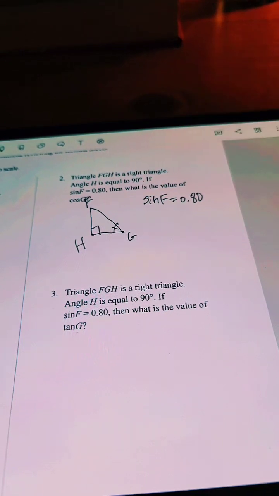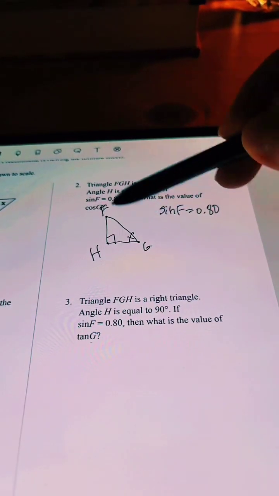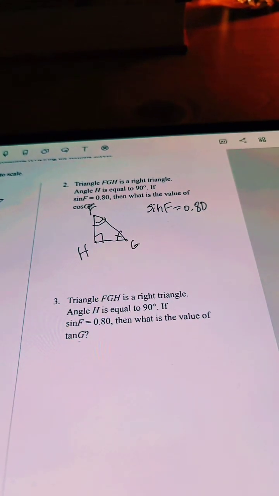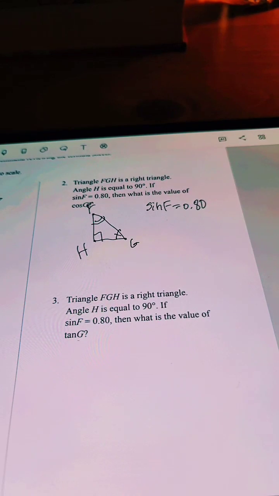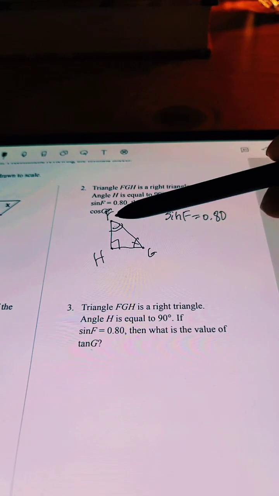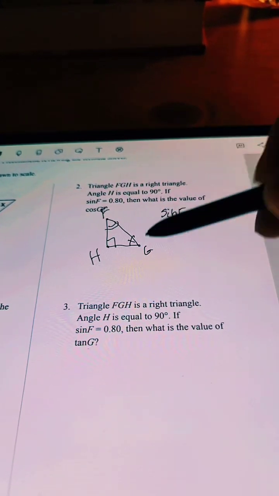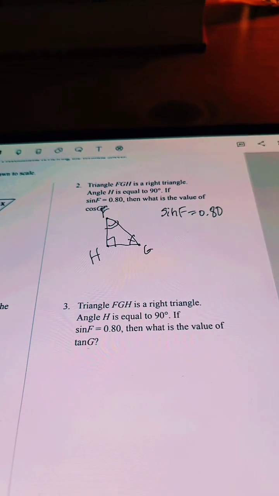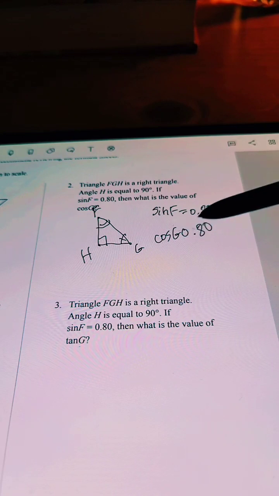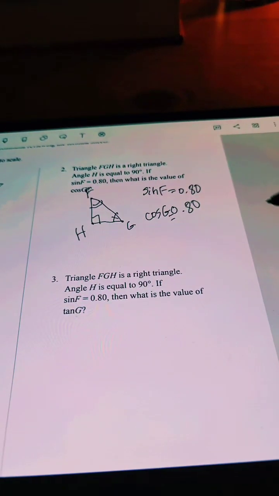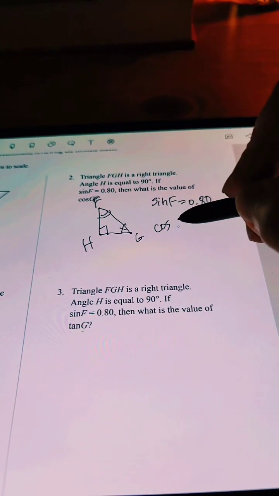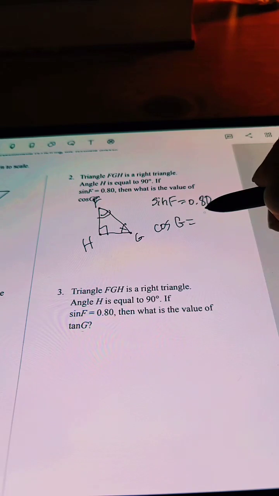So remember, complementary angles, angles that add up to 90, this angle and this angle are complementary angles. That means that the sine of one has to equal the cosine of the other. That's one of our trig identities. So if I know the sine of this angle, I also know the cosine of its complementary angle, because they're going to be equal. So it would also just be 0.80 for cosine of G. That was terrible handwriting. Sorry, my phone blocks what I'm writing, so I just have to guess where I am on the page.